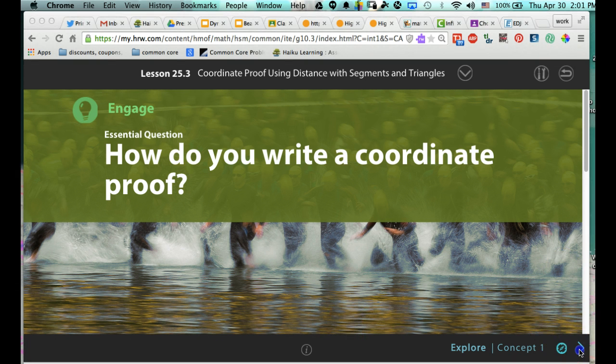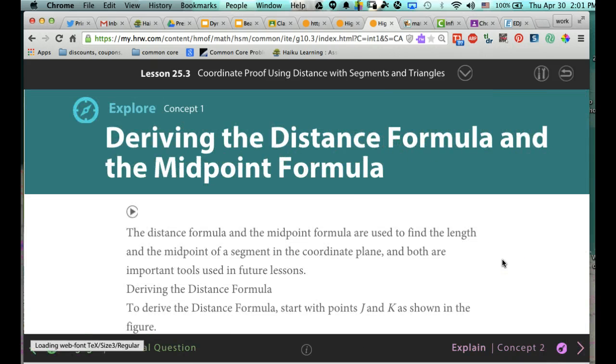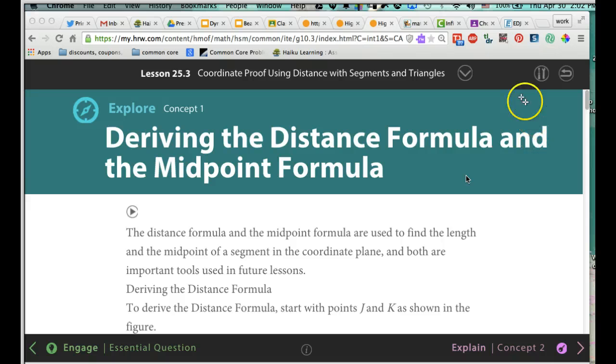Okay, so then let's move on to the next screen. There you go. And so today in our lesson, we're only going to be focusing on one thing, and that would be deriving the distance formula. Okay, I'm not even going to tell you that we're going to do the midpoint formula today, but today we're just going to focus on deriving the distance formula.